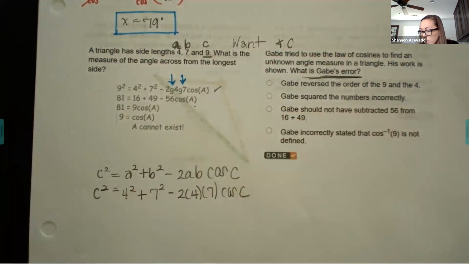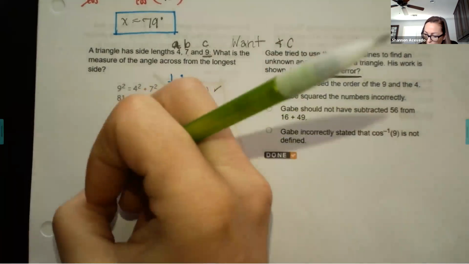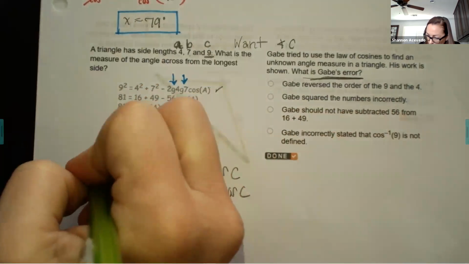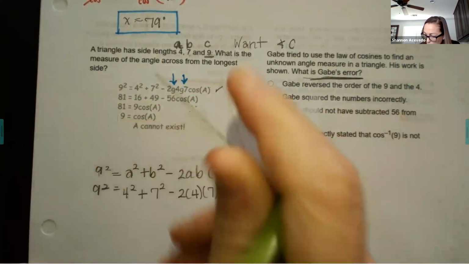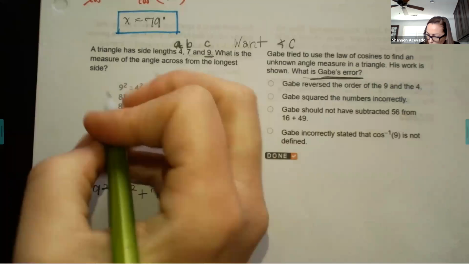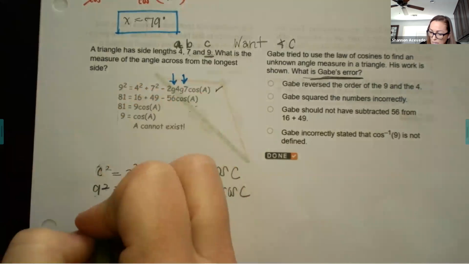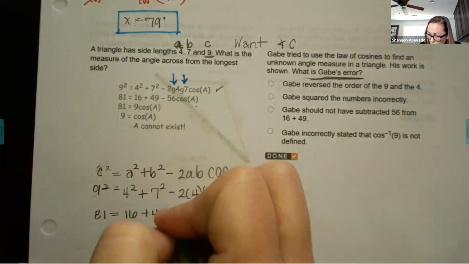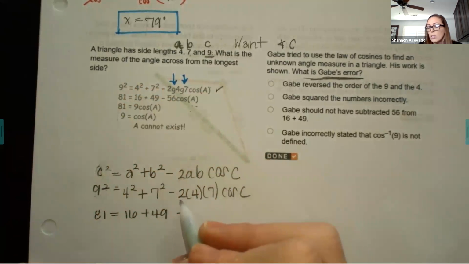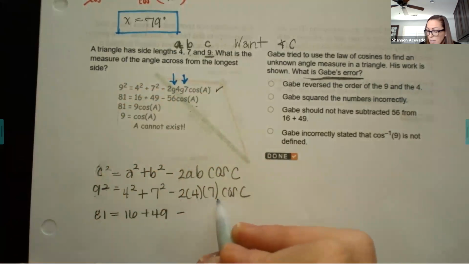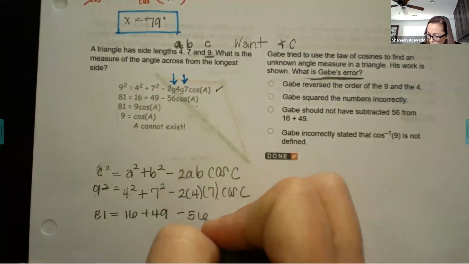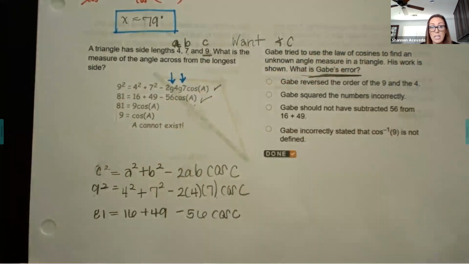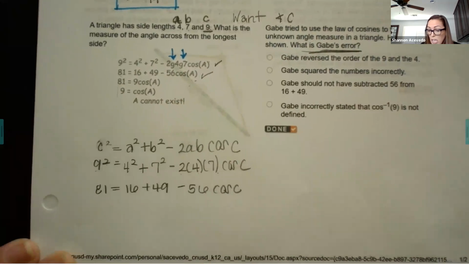So then I go to my next one. Oh, and I didn't even put in my C value. I'm sorry. We do know that this C is 9. So let's go ahead and fill that in. So then 9 squared is 81, is equal to 16 plus 49 minus 2 times 4 times 7, which is going to be 56 cosine of C. So this next step, match. There's no mistake there. So I'm just going to keep working it out.